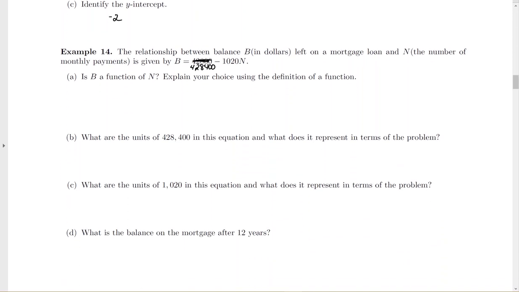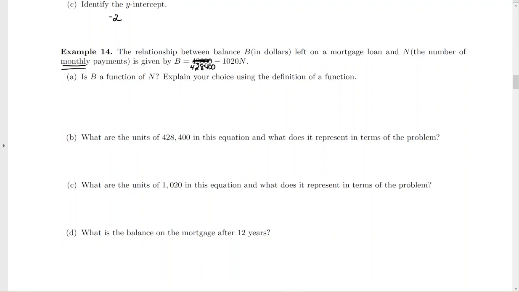Example 14 is giving you the relationship between the balance B in dollars left on a mortgage loan and N, the number of monthly payments, pay attention to the word monthly here, is given by B equals 428,400 minus 1,020 N. And the question is, is the balance B a function of N? Explain your choice using the definition of a function.